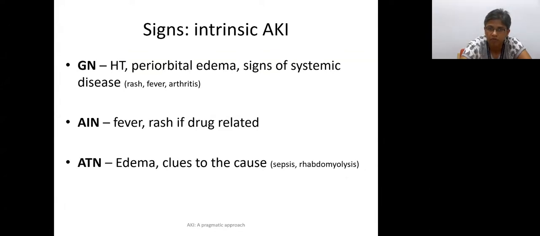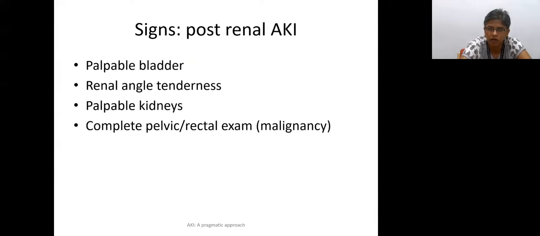Hypertension and the presence of a periorbital edema, some signs of a systemic disease may point you towards a GN. Look for a rash, for interstitial nephritis, and very often the history may suggest the reasons for an acute tubular necrosis. Very important to look at the bladder, especially in the elderly. A palpable bladder means you absolutely must put in a Foley's catheter, find out what's happening. Renal angle tenderness may point to a stone or a mass causing obstruction. Palpable kidneys, and it's very important, especially in the elderly, to do a pelvic or a rectal exam, because this may be one of the reasons for an obstruction.